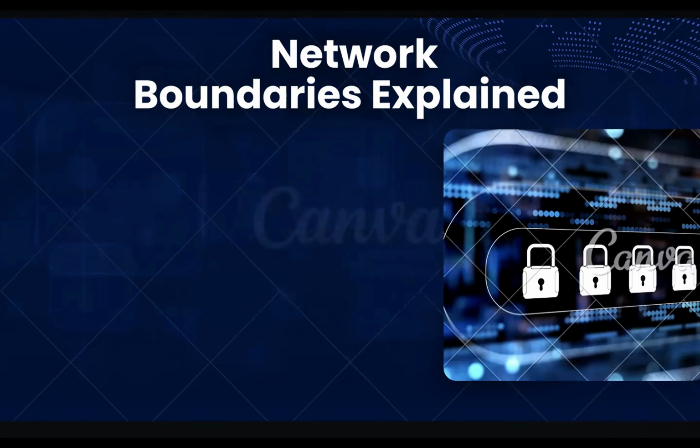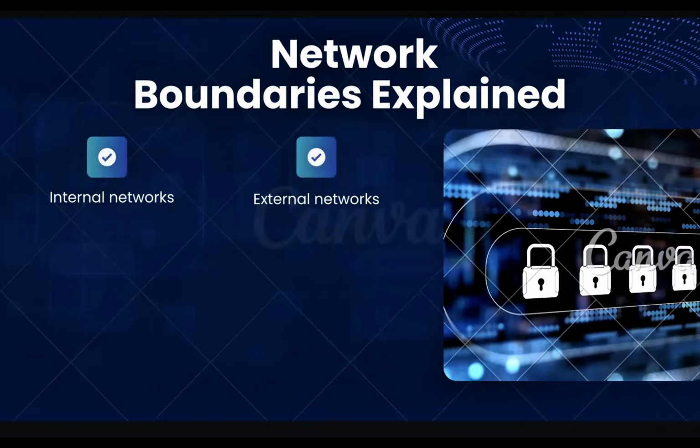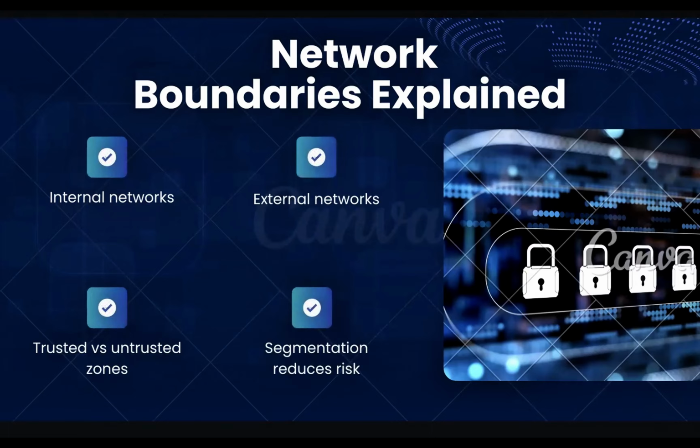What are network boundaries? Not all networks are equal in trust. We have internal networks, external networks, trusted and untrusted zones, and segmentation helps us reduce risk and manage things properly. The internal network, or trusted zone, represents the private, trusted network. We can call it a local area network, managed by an organization. This zone houses sensitive data, user workstations, and servers that require a high level of protection.